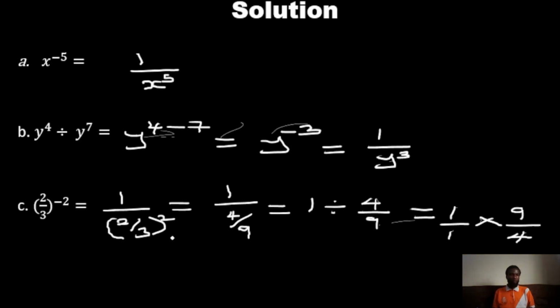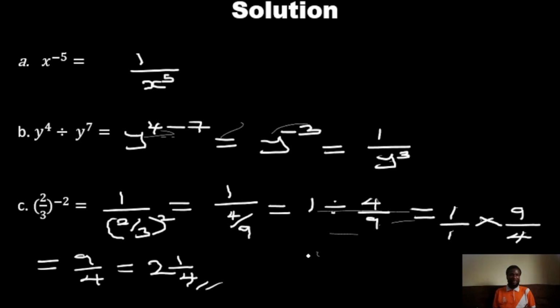9/4. So our answer will be what? 9/4. Converting it to a mixed fraction, that will be 2 whole number 1/4. Now I want to do something here. Please take note. When you have a negative power of a fraction, in order to avoid going through all this stress, you simply invert the fraction to nullify the negative.